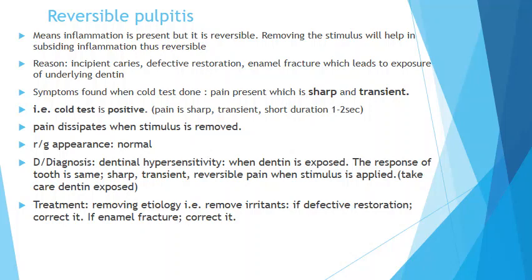Now, what is the treatment for this reversible pulpitis? Since we have read that removing the stimulus will help in reversing the condition, what we do is we remove the etiology, we remove the irritants. If there is a defective restoration, we will correct it. If there is enamel fracture, we will correct it. So this is all the information we need to know about reversible pulpitis.